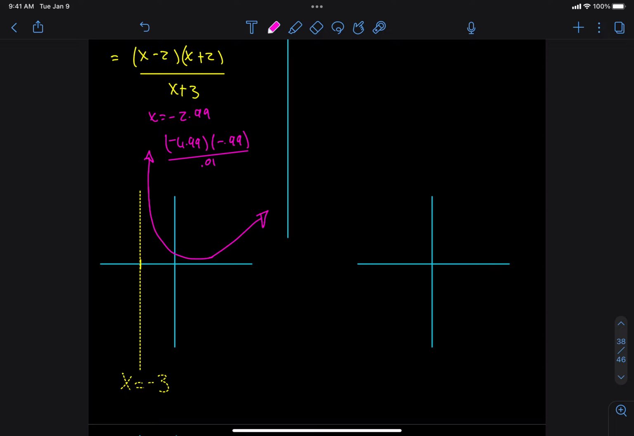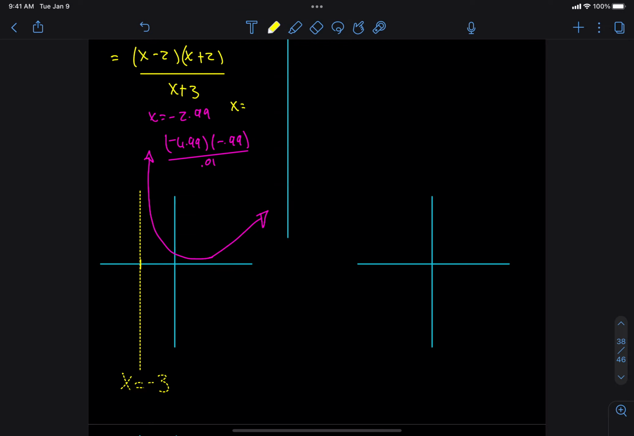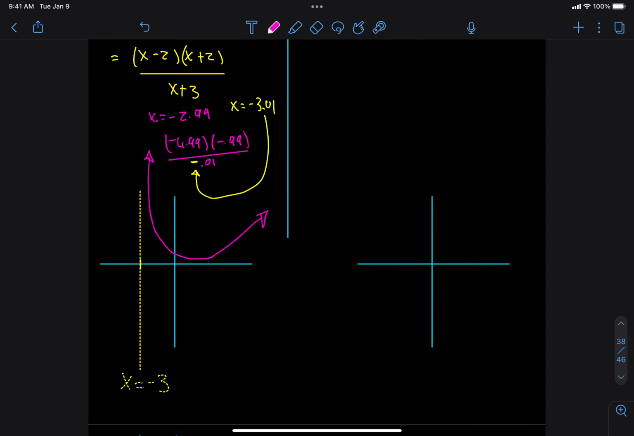Okay, so on the left-hand side, what do we have? If I plug in negative 3.01, then this number is not really going to change by much. This number is not going to change by much, but this number is not going to be positive 0.01. If I were to plug in x equals negative 3.01, that would have the effect of inserting a negative sign here, which is going to make our number very big and negative.